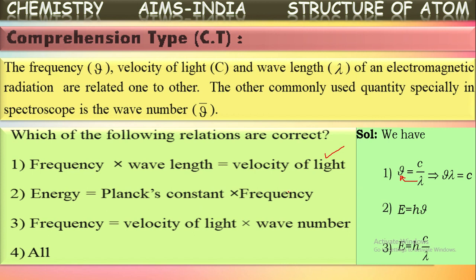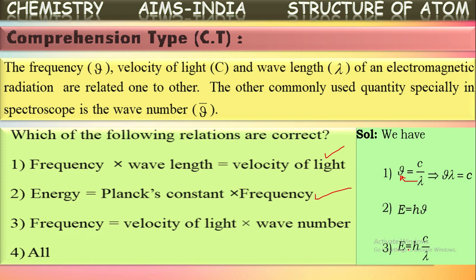And if you see the second one, it is nothing but Planck's equation. E is equal to h nu. That is, energy is equal to Planck's constant h into frequency nu. So this is also a correct relation. What's the third one given? Frequency is equal to velocity of light into wave number.